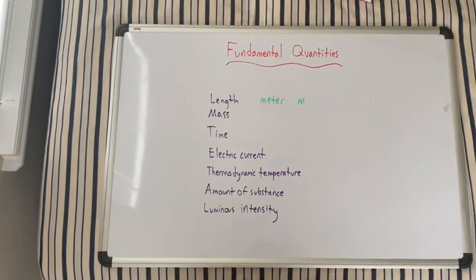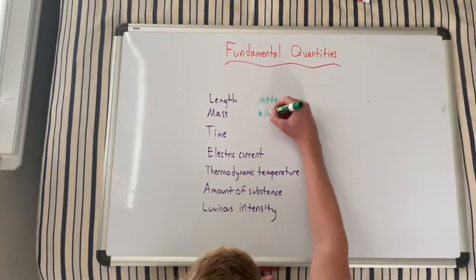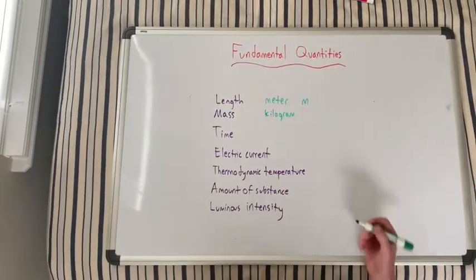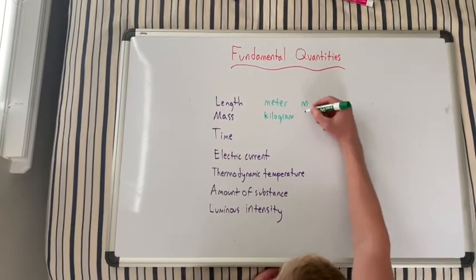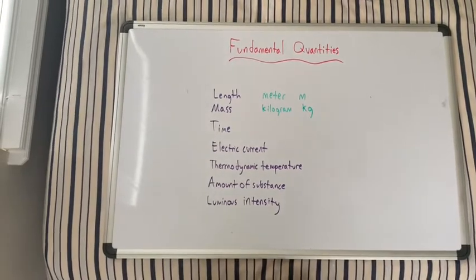Now the SI base unit for mass is actually a kilogram. Now this seems counterintuitive because of the word kilo, so you'd assume, oh, a gram is the SI base unit, but that's not the case. And that is commonly abbreviated kg.